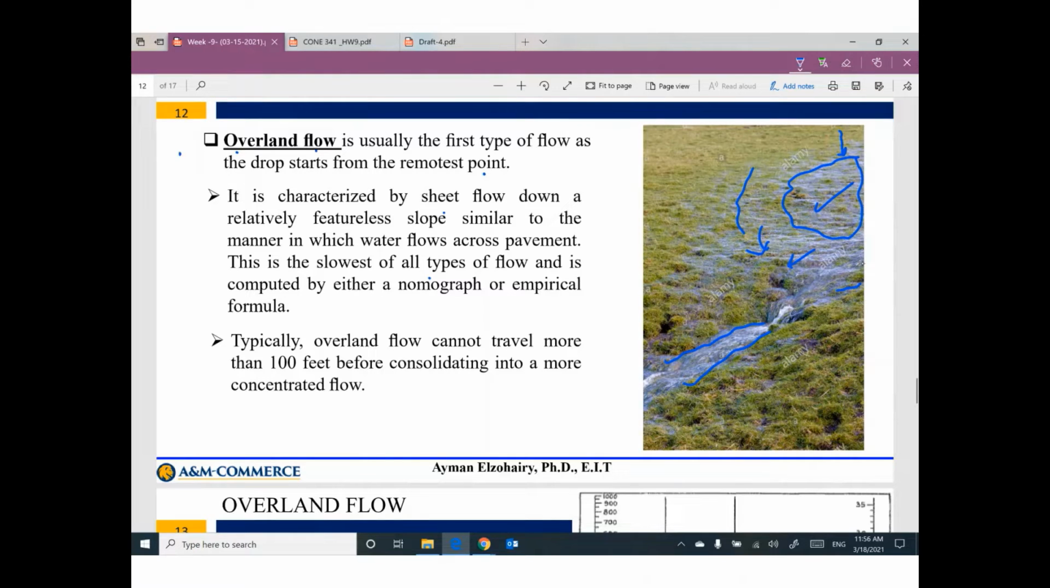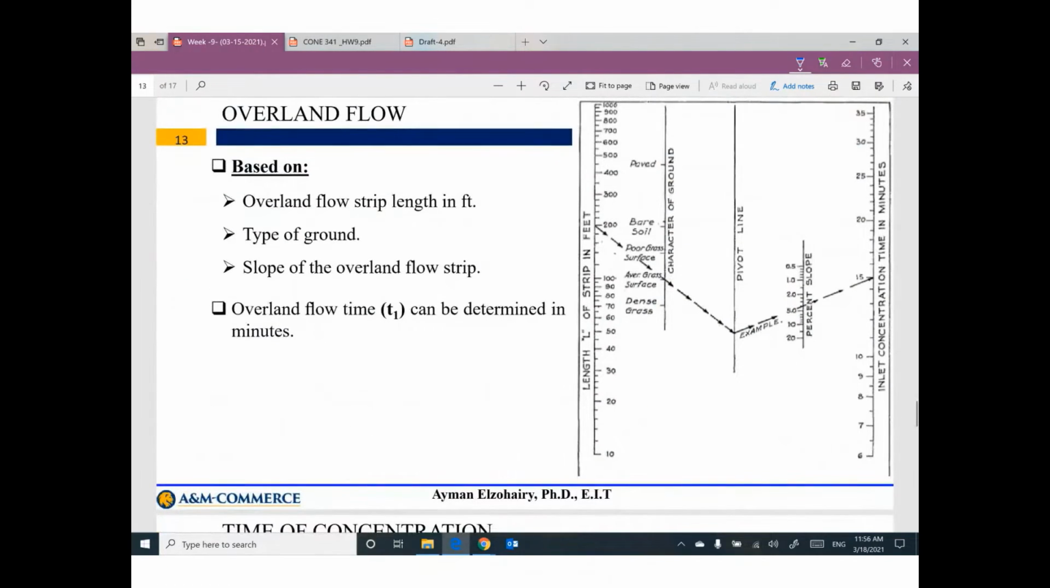What is the time T1 during this trip, overland flow? To figure out this one, we need to determine how long the strip length is. The second one, what is the type of ground? The third one, what is the slope? Then I can tell you what is the time required for this part of flow.